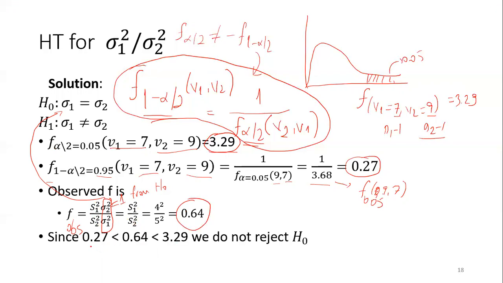And 0.64 is between the left critical value and right critical value. Hence, it's not in the critical region. That's why we do not reject H0. Okay? So our F observed is not in the critical region. Hence, we do not reject H0. Hence, we cannot say that their variances are not equal to each other.